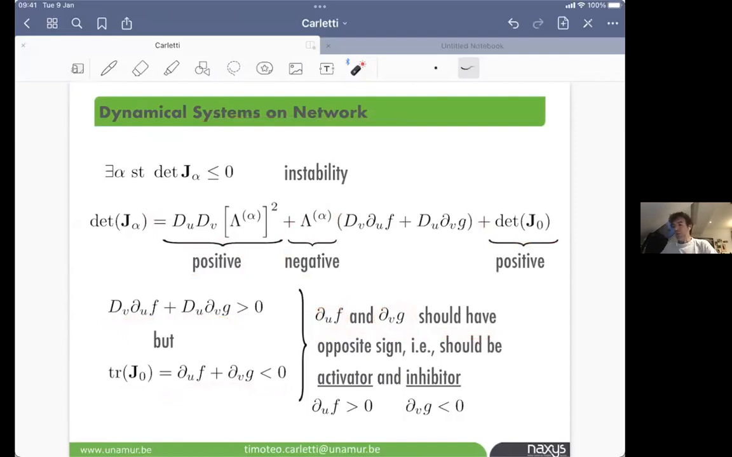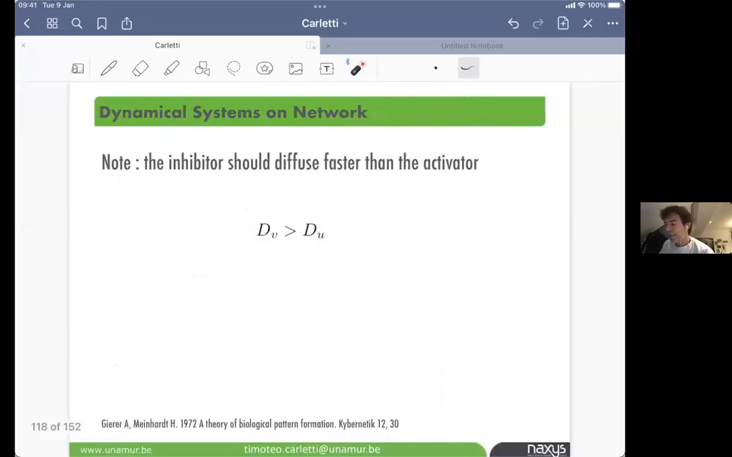But because they are one positive, one negative, in chemical language we speak about activator and inhibitor. So assume, for instance, that this derivative is positive. This means that the species u is an activator because it activates itself, it produces itself, while v is an inhibitor because it inhibits itself, it decreases its own production.